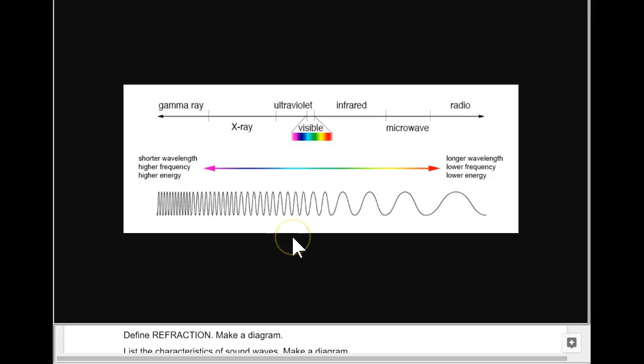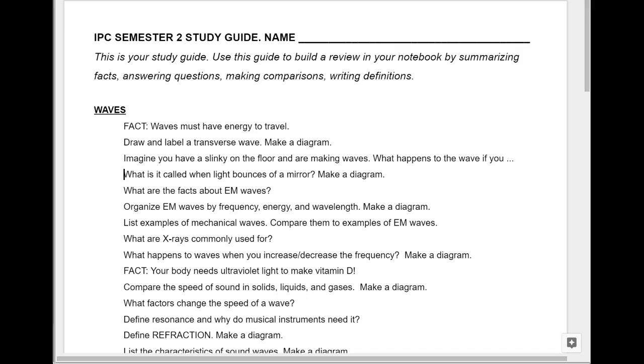So that is what I mean by facts about the electromagnetic spectrum. It's going to be useful for you to recognize which ones have longer wavelengths and shorter wavelengths, and how the frequencies change as you go from left to right. I will have this as a reference table for you during your exam. And we just talked about organizing the waves by frequency, energy, and wavelength. So if you have that diagram, you're in good shape.